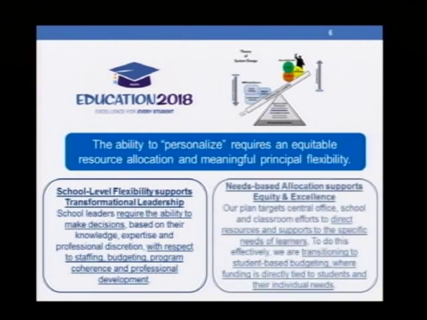And then also equity and excellence is another of those little boxes there on the personalized learning lever, where the school district needs to direct resources and supports to the specific needs of learners, transitioning to student-based budgeting where funding is directly tied to students and their individual needs. And so if you look there in the middle, the ability to personalize requires an equitable resource allocation and meaningful principal flexibility. So that's the reason why we are pursuing this route, is it's tied directly to what we've said through our strategic plan that would make our schools and our students more successful.